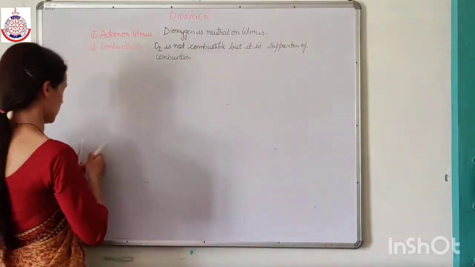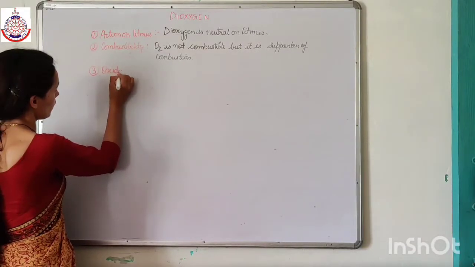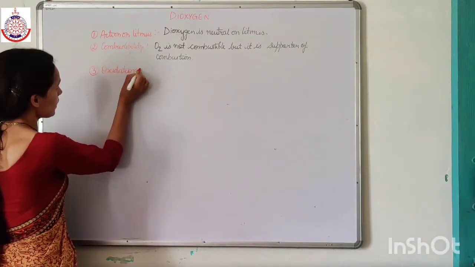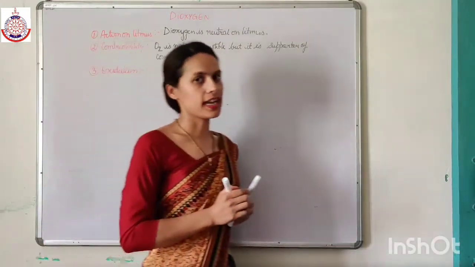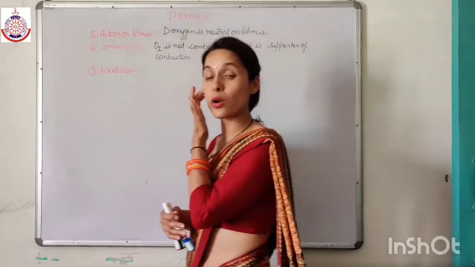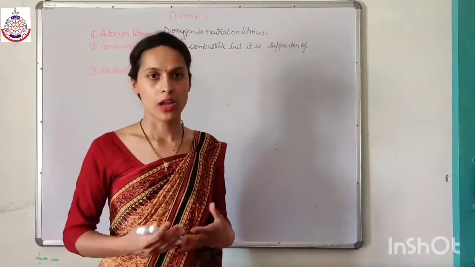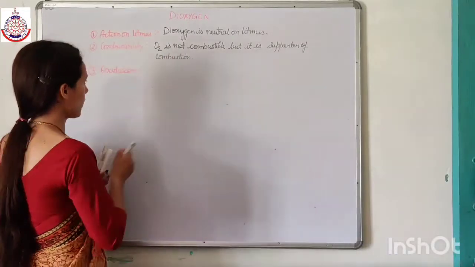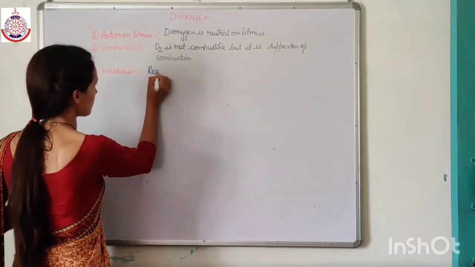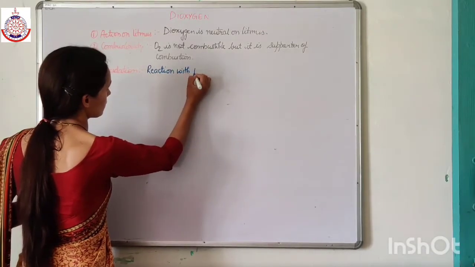Next, oxidation. Third property is oxidation. Dioxygen is a very good oxidizing agent and it reacts with a number of metals, non-metals and compounds to form the oxidized product. First of all, we will talk about the reaction with metals.